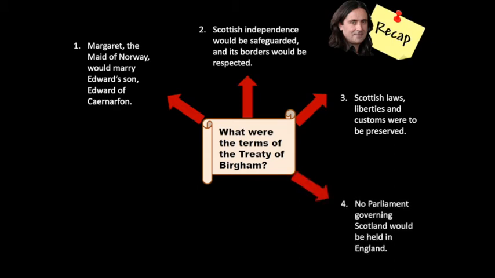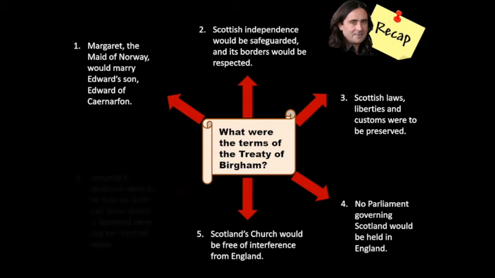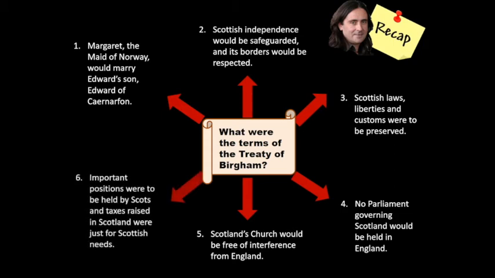Also that no parliament governing Scotland would be held in England, so Scottish nobles will meet in Scotland with the Maid of Norway, the future queen, to decide on Scotland's fate that will not be decided by English nobles in England. Scotland's church would also maintain its separateness and independence from the Church of England, which had long had ambitions on absorbing it. And our 6th point, important positions in Scotland to be held by Scots only, and taxes raised in Scotland were to be spent on Scottish things. This means that Scottish taxes would not be spent paying for English wars abroad.